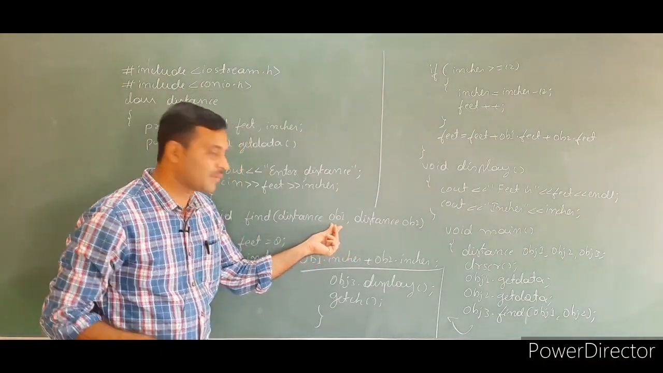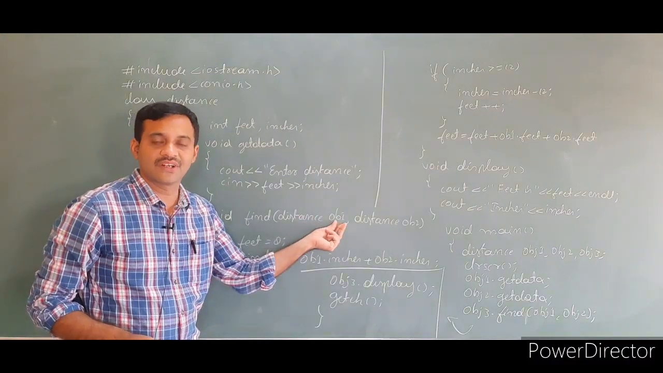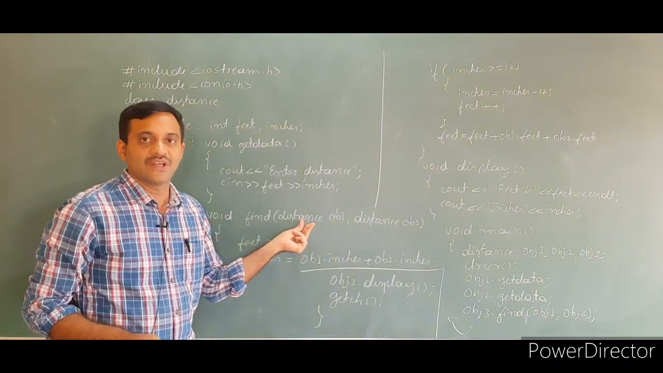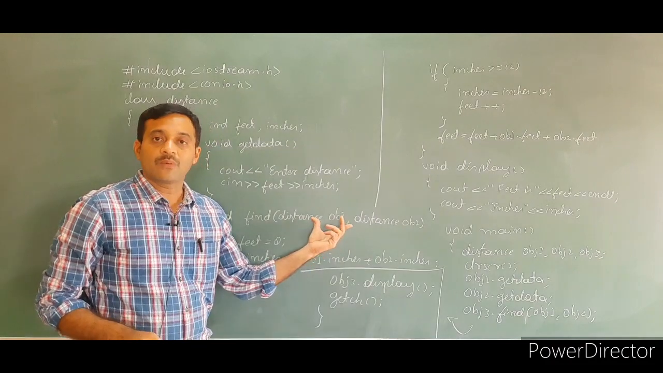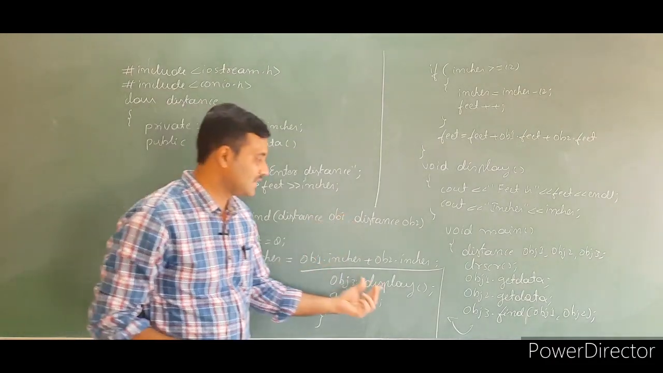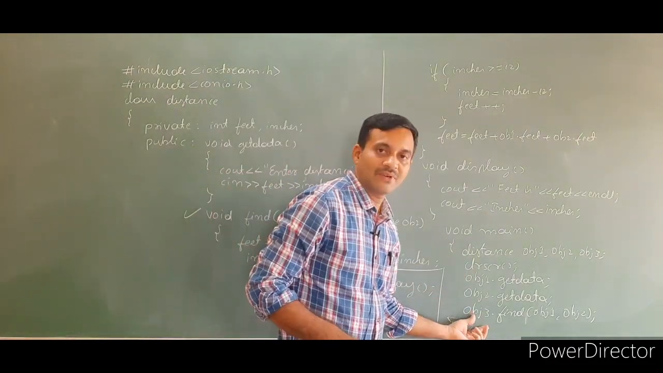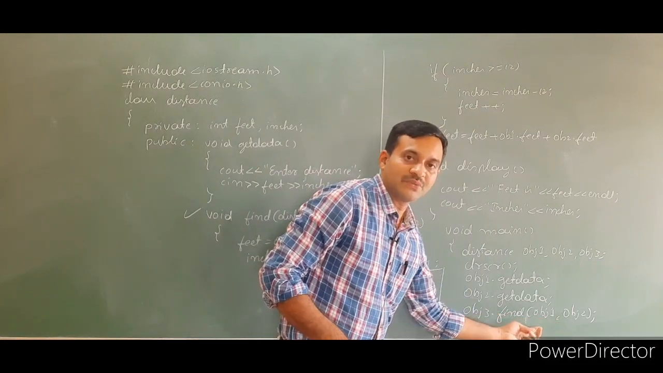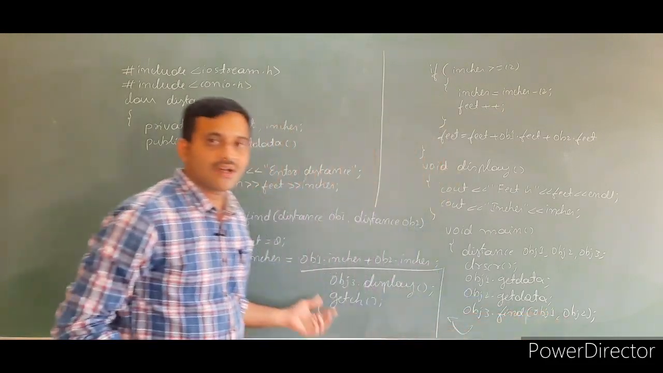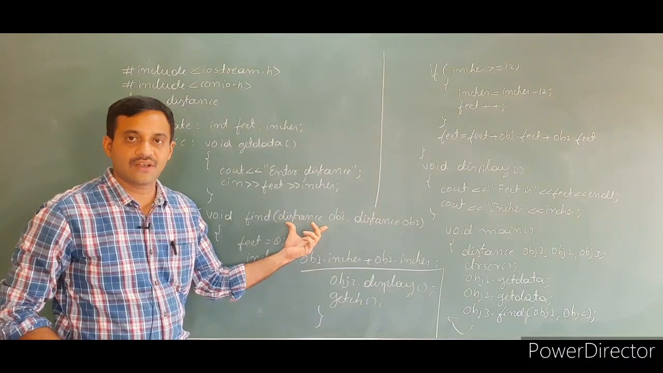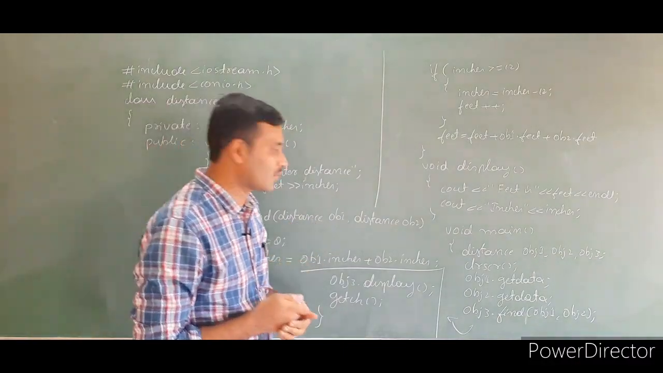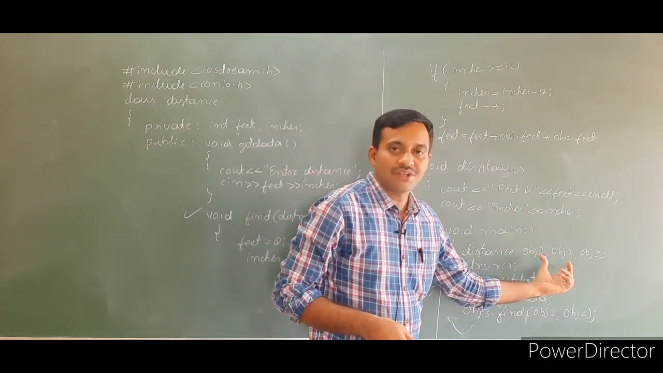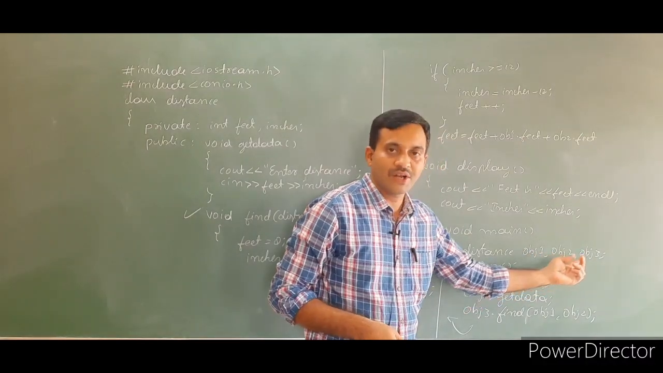The data type of an argument is the class name. Data type of an object is the class name. To pass the value for the argument objects, see the main function. In the main function we pass two objects. These values are assigned to the arguments. Just trace the program. First we create three objects, object 1, object 2 and object 3.